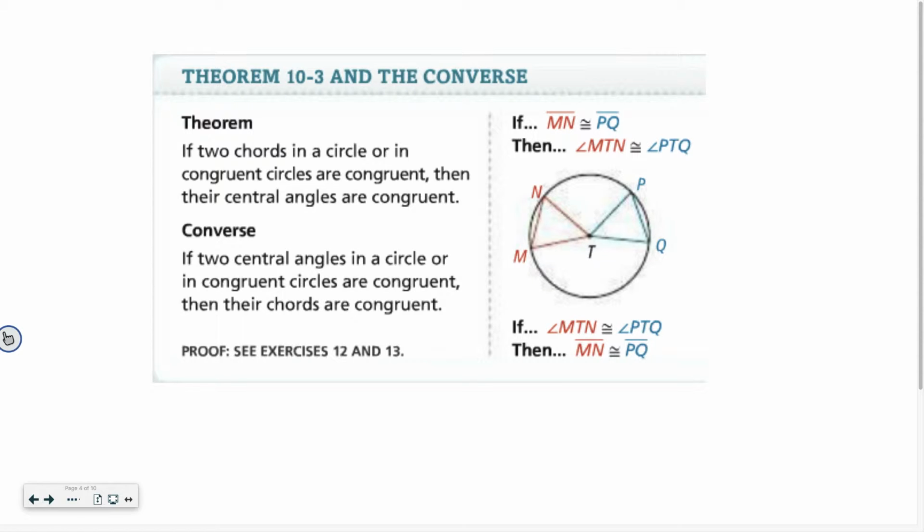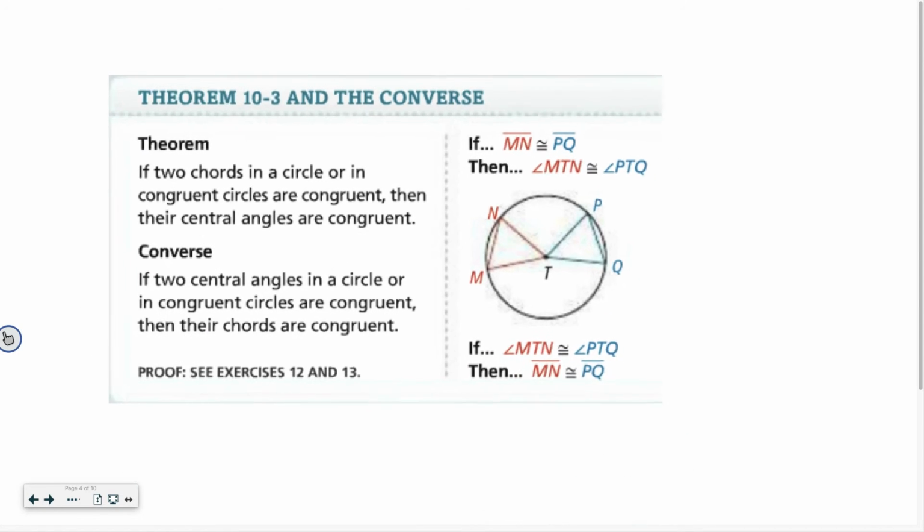What I do need you to know is if I give you a circle and I tell you that MN is congruent to PQ, this theorem is telling you that these two angles are congruent, and vice versa. If I tell you that these two angles are congruent, then you can tell me that these two segments are congruent. That is what I need you to remember, okay? So if you have the outer segments, the two chords, and you know they're congruent, you also know that the angles making those two things are congruent, and vice versa, okay?